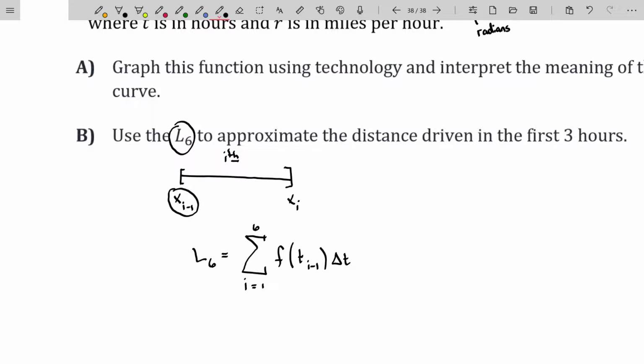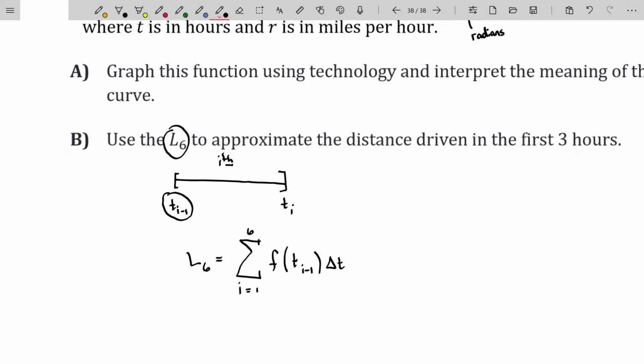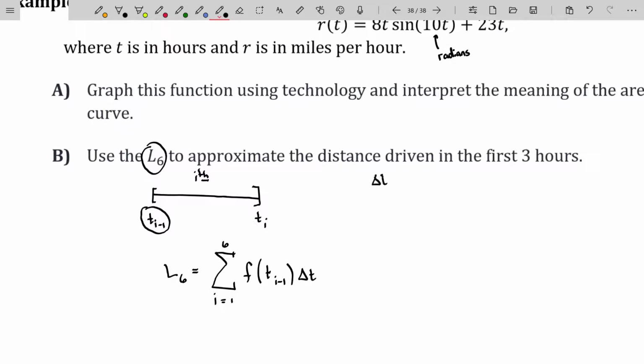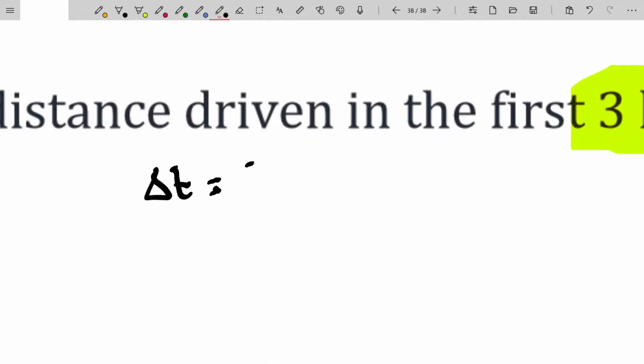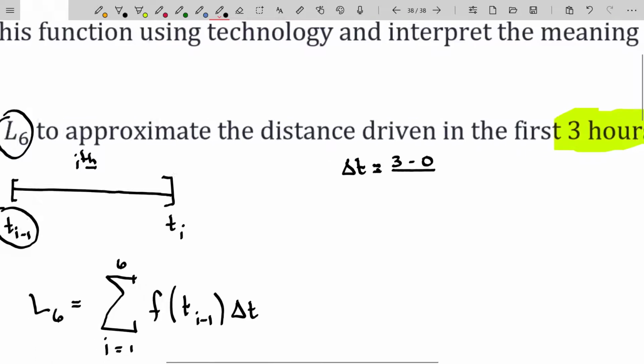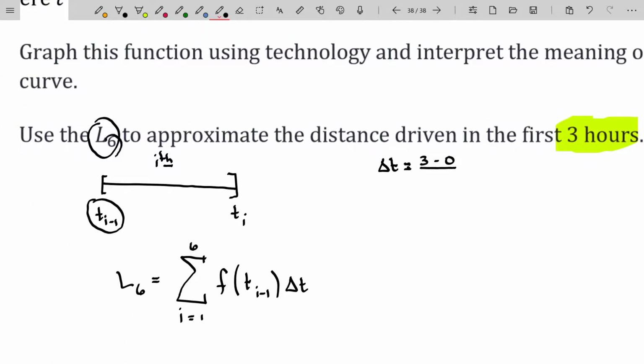All right, let's go ahead and write in the information we need to complete this summation. So we'll need to know what delta t is. Well, they said first 3 hours, right? So find the distance traveled in the first 3 hours. So from time 0 to time 3. So delta t will be 3 minus 0, basically when we end minus when we start. And we're going to divide that by the number of slices, which is 6. And so that'll be a half.